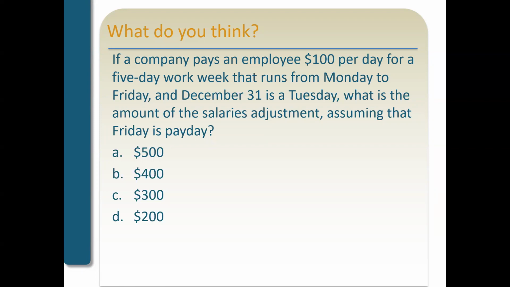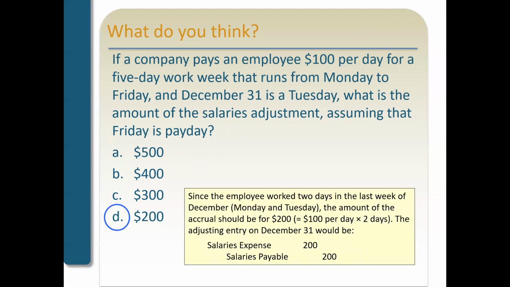I think it's D. So if a company pays an employee $100 per day for a 5-day work week that runs Monday through Friday, and December 31st is a Tuesday, what is the amount of the salary adjustment, assuming that payday's on a Friday? So you said D because it's 2 days. Do you guys agree? Monday, $100, Tuesday, $100, the end of the month. So that's correct. It will be D, and it will be a debit to salaries expense and a credit to salaries payable, won't it? Make sense?